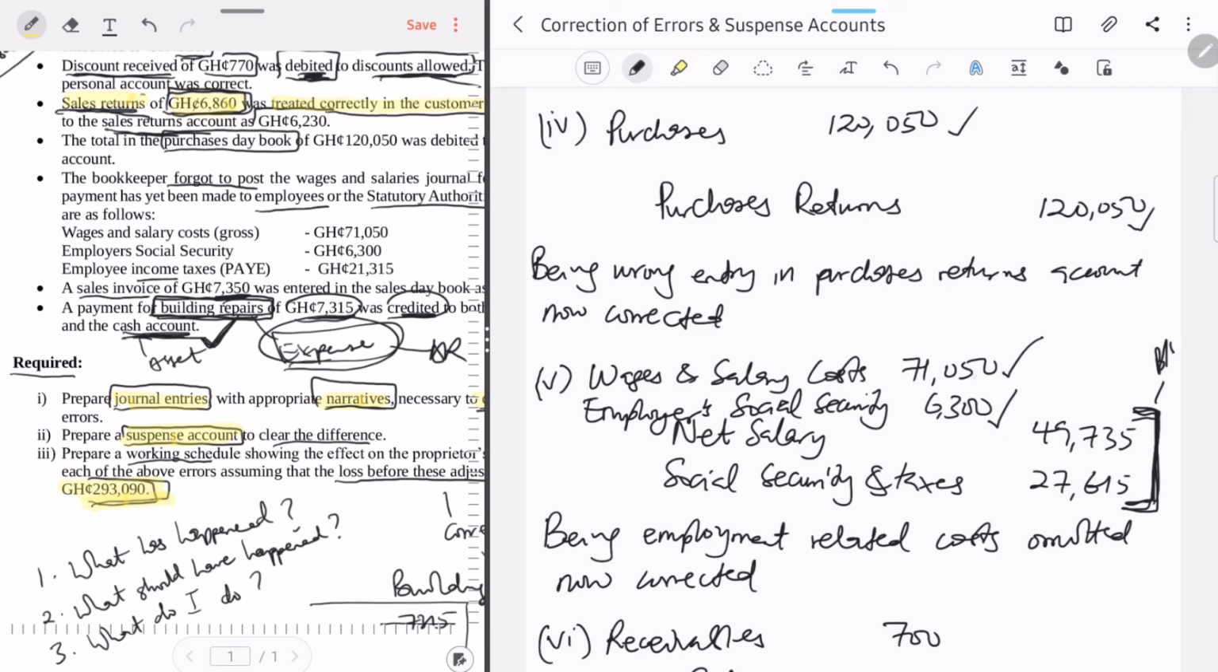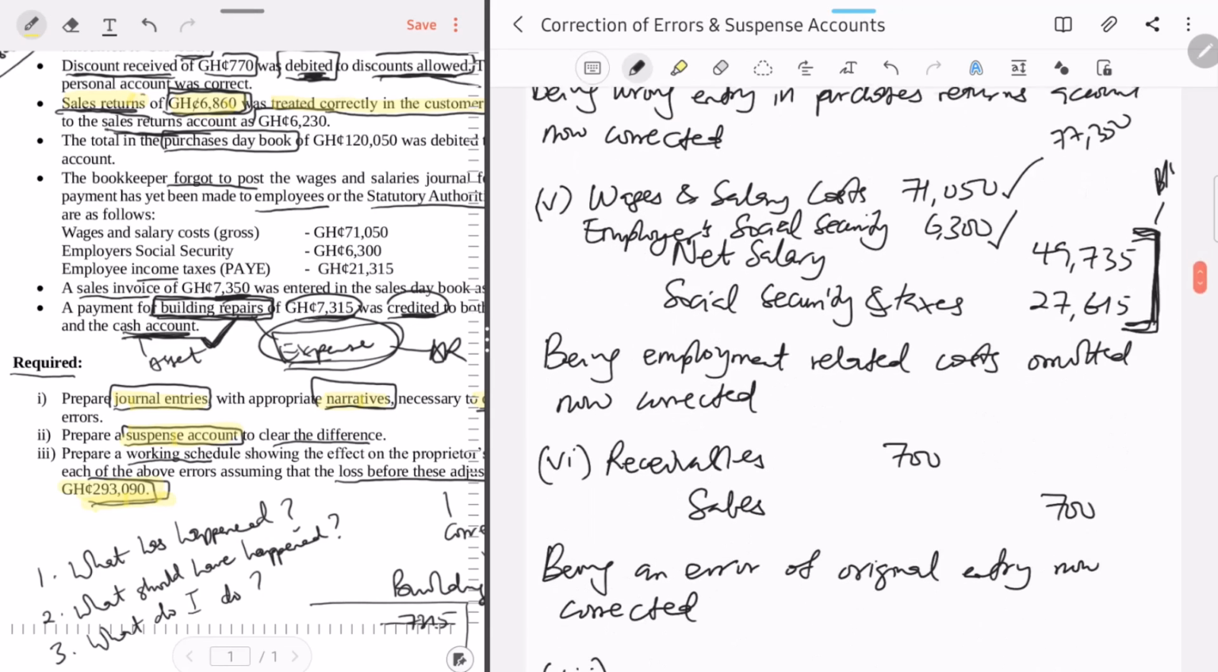So when we sum the two, 71,050 and 6,300, what does it give us? Calculator, 71,050 plus 6,300 gives me 77,350. So it's on the debit side. What do I do? Deduct debits, add credits. So 77,350.